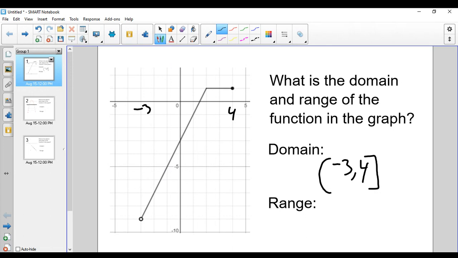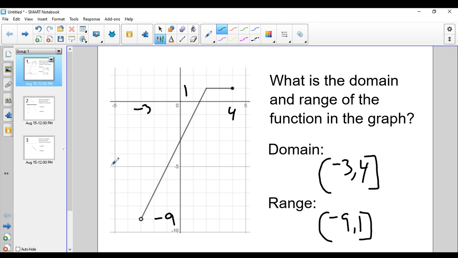Okay, and then we have the range, the y values. The smallest y value is -9, and the highest y value is 1. So it's going to be all real numbers between -9 and 1. Again, the -9 is excluded, so that gets a parenthesis, and the 1 is included, so that gets a bracket.